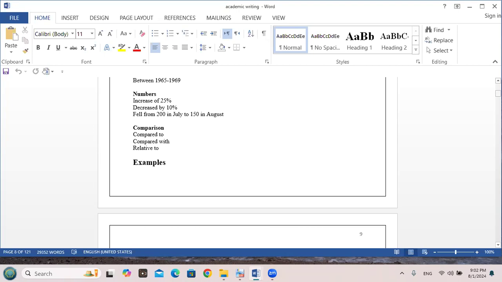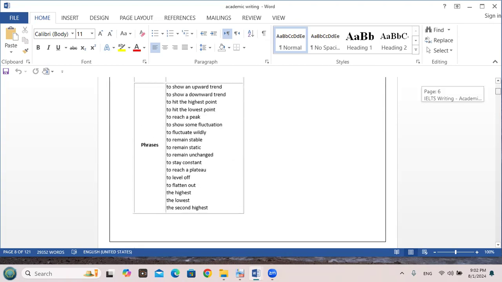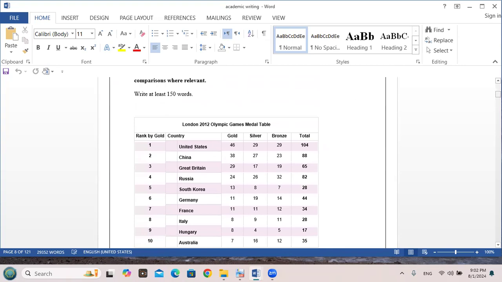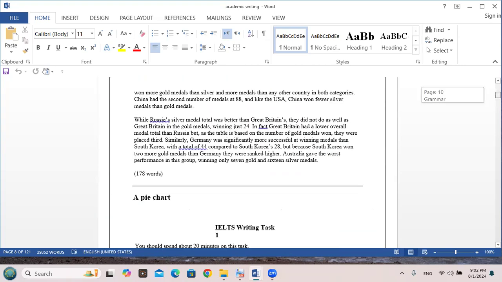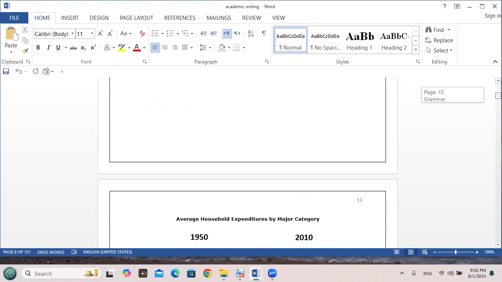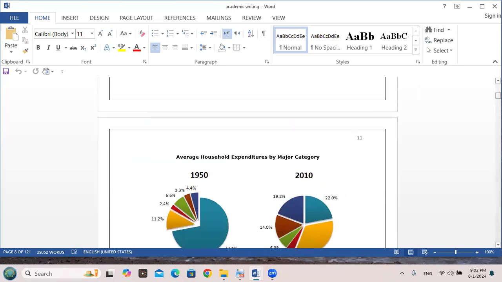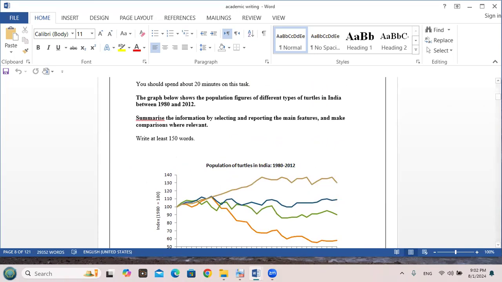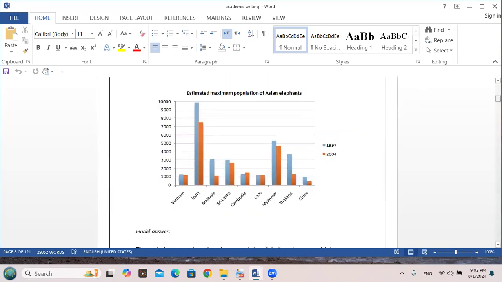It is interpreting some diagrams. For example, as you see, in writing task 1 you might have a table like this one. It could be a pie chart like this one, we have here 2 pie charts. It could be a line graph, this one is a line graph. It could be a bar chart, like this is a bar chart.